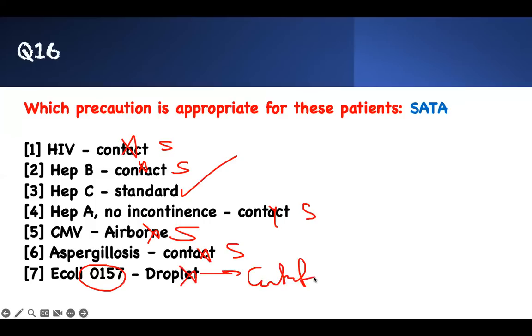So this is the way they can sometimes set a question. So which one is appropriate? There's only one that was appropriate. The rest of them are wrong. So that's the one that is appropriate. 1, 2, it's not. 4 is not. 5 is not. 6 is not. 7 is not. Okay.